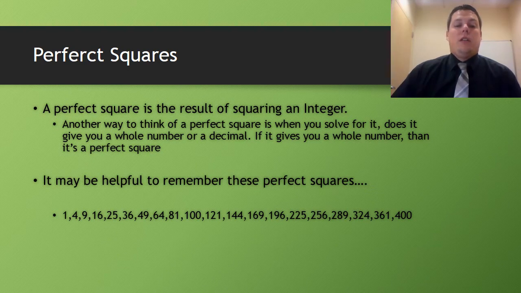When working with square roots, the most common square roots are perfect squares. A perfect square is the result of squaring an integer. Another way to think of it is if you take the square root of a number and you get a whole number, then it is a perfect square. For example, 4 is a perfect square because the square root of 4 gives you 2, a whole number.